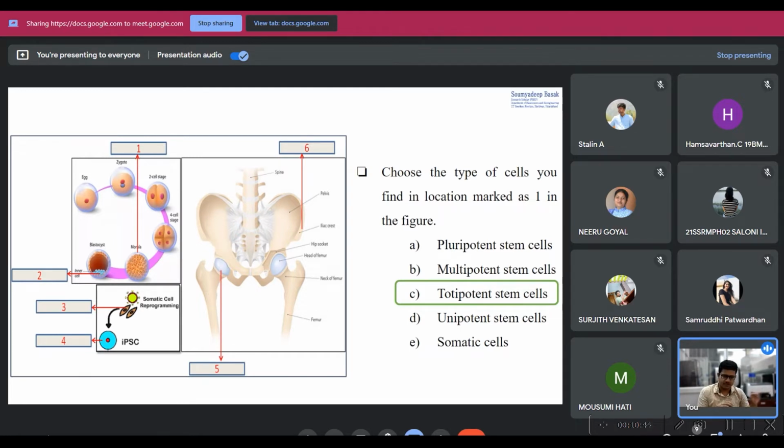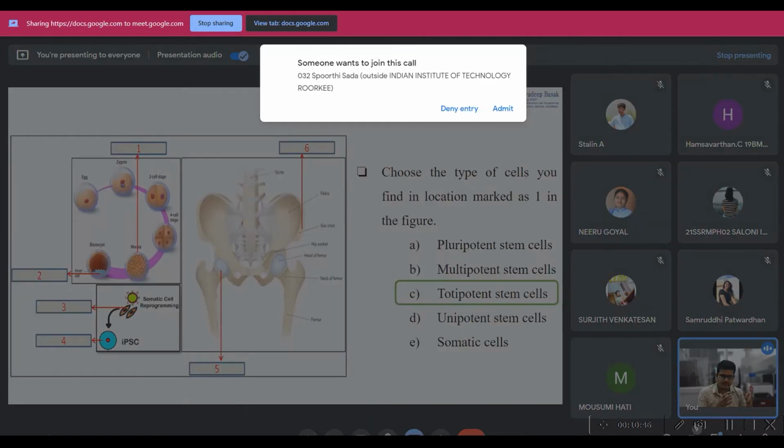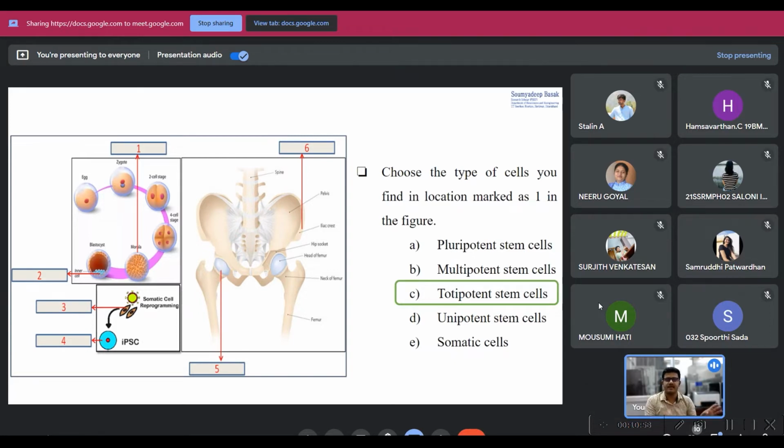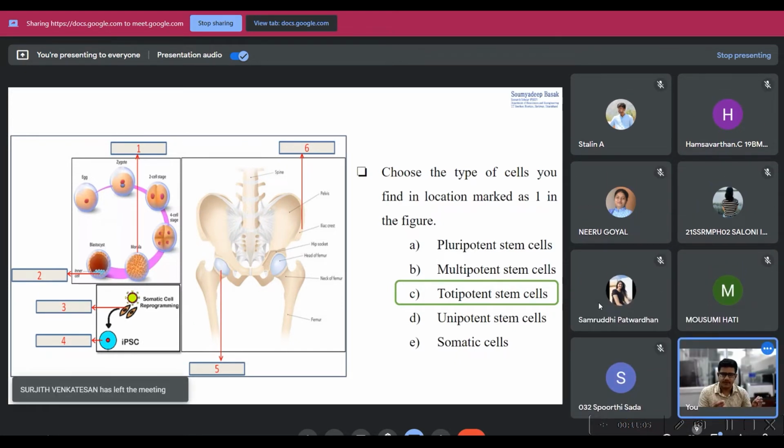You don't have to remember or mug up it. Just think about it. It is the early stage of your differentiation or developmental stage. So the cells produced there have very much potential of developing into any kind of cells, because those are the primary cells from which all your cells are made, right? So with this information, we know that it would be totipotent cells, right? All right, let's see the next question.